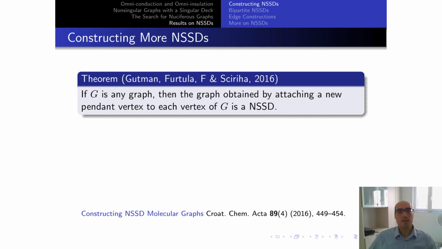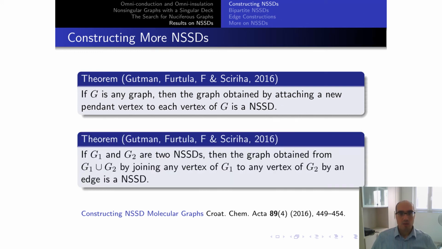Another result tells us that if we start from any NSSD and we attach a pendant vertex on each vertex of G, then we end up with another NSSD. Moreover, if we have two NSSDs and we choose a vertex from the first and a vertex from the second, and we join them by an edge, then the resultant graph is also an NSSD. So this also confirms that the number of NSSDs is infinite.